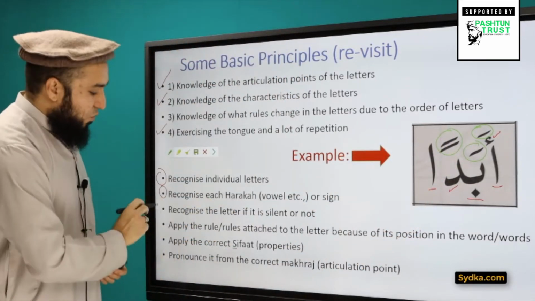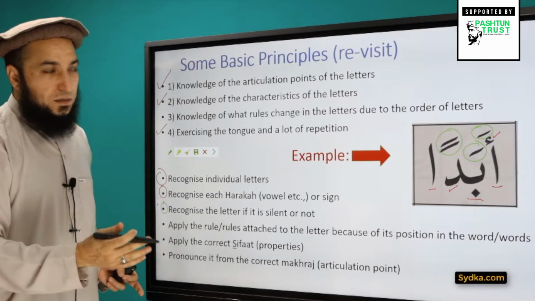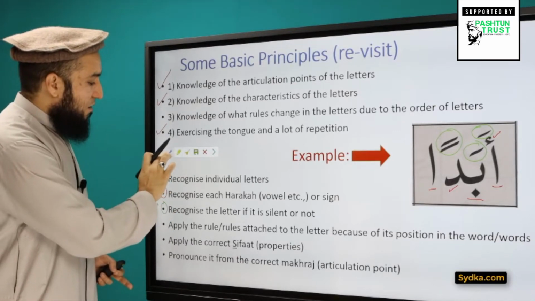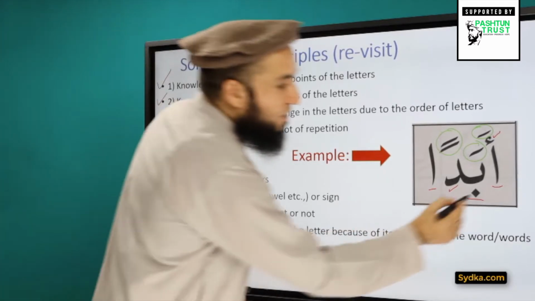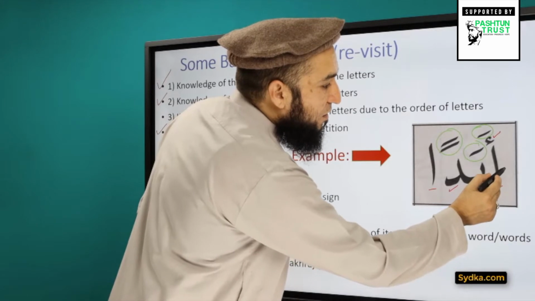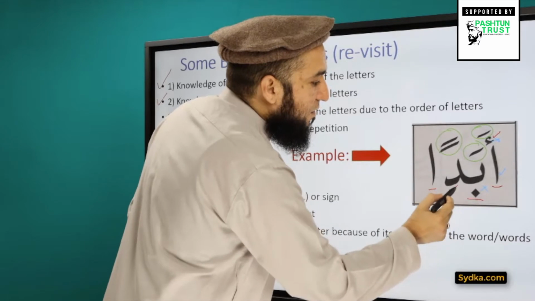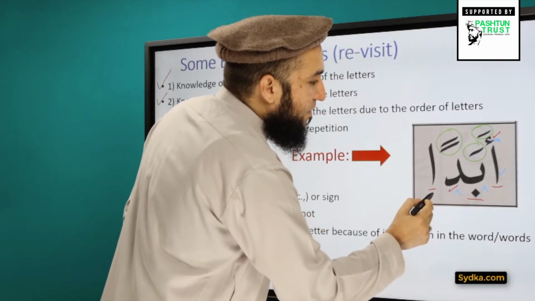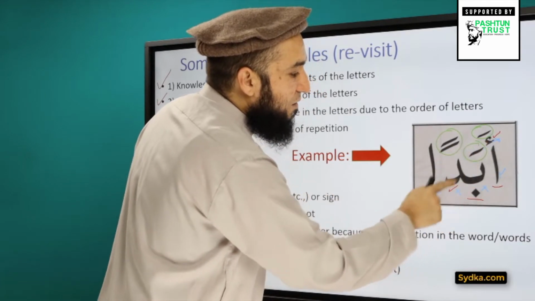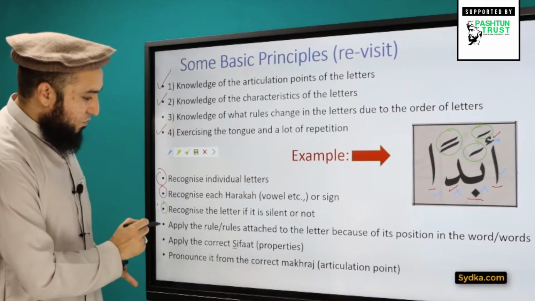And the next one is we have to recognize which letters are silent and which aren't. Let's change the color. So if we see here, alif is silent, and this one is not. Ba is not silent, dal is not silent, and alif is silent. So alif is silent, hamza is not silent, ba is not silent, dal is not silent, and alif is silent. So we recognize those ones.